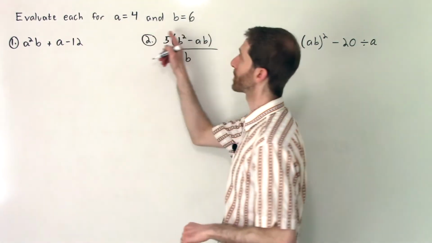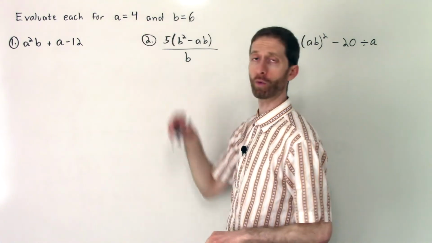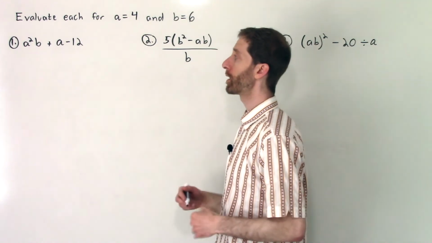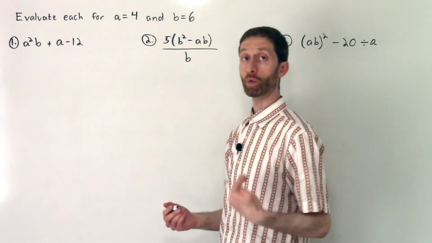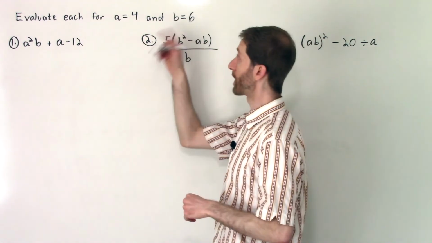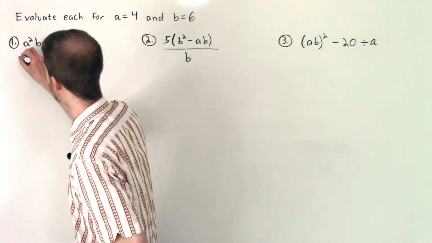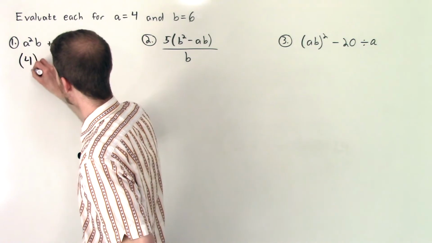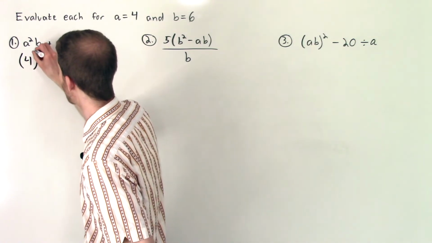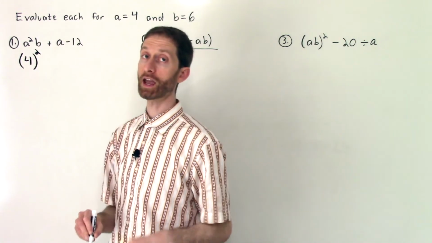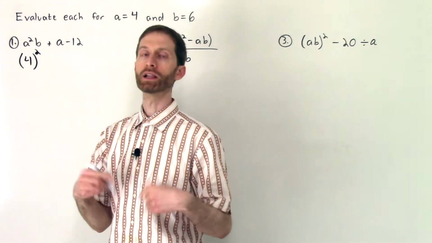And for each of these expressions, we're going to evaluate with a equal to 4 and b equal to 6. So as before, you want to plug in these values for the designated letters. So a is 4. I like to use parentheses, because I'm inserting in for a, that 4, and I'm basically saying it's an empty parentheses labeled a.